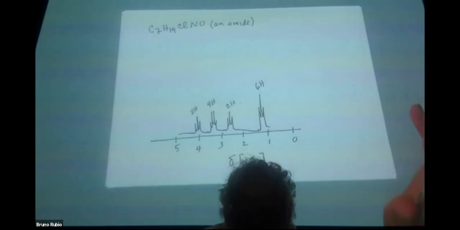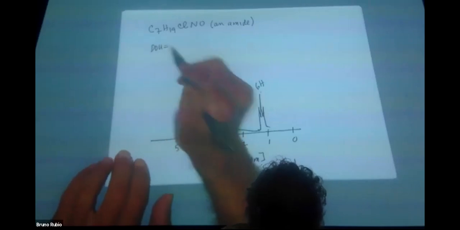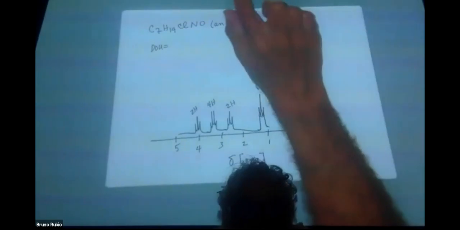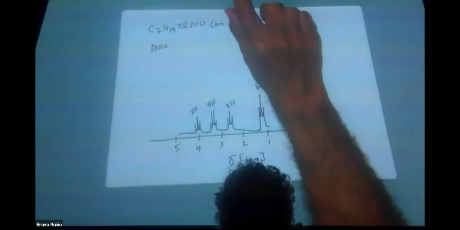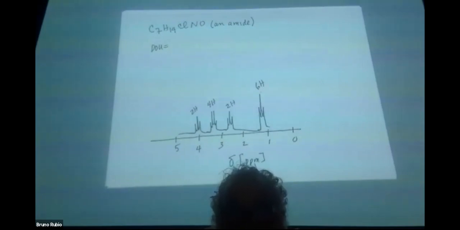Okay, so let's go through the step by step. The DOU here is equal to what? What's the DOU of this formula? Tell me in the chat.